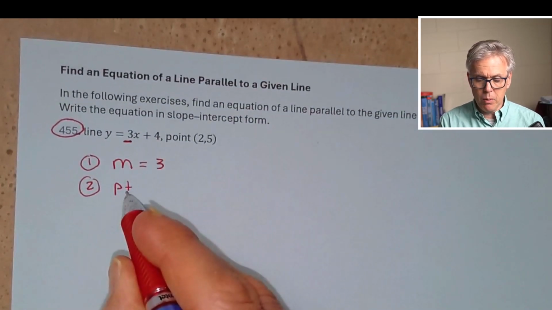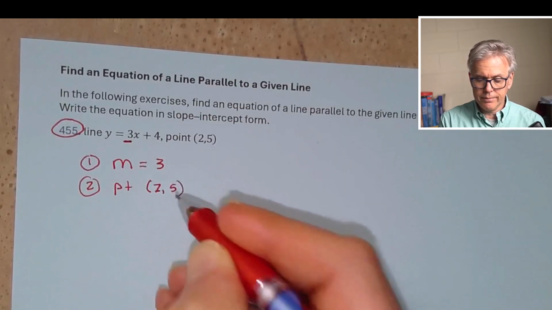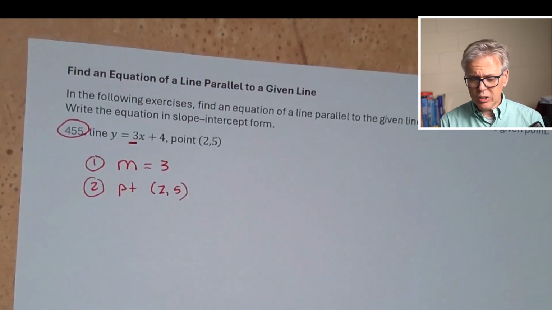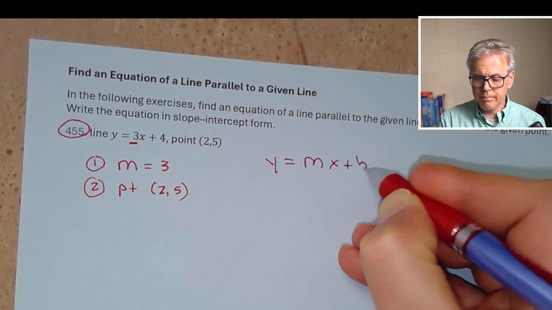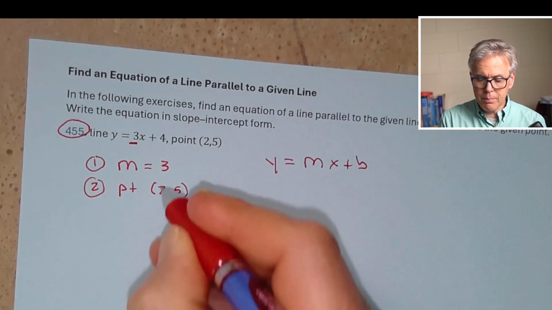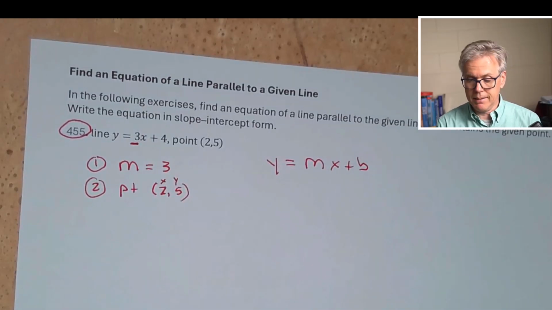Now am I given a point? I am given a point. Here's my point, 2, 5. So now I can use my y equals mx plus b. Plug in my point, my x and y, plug in your slope, and find b.